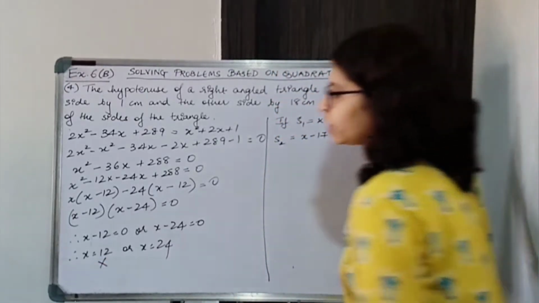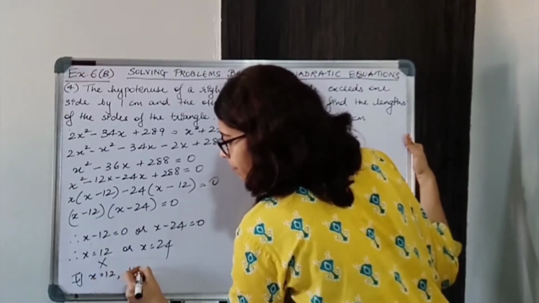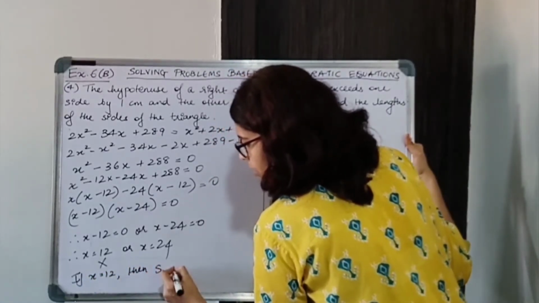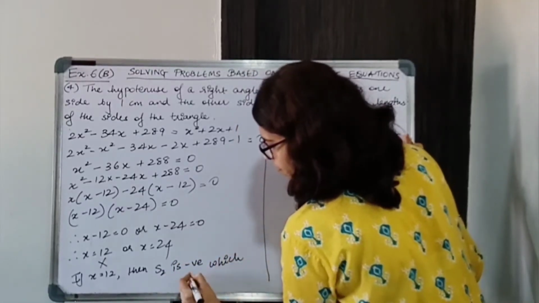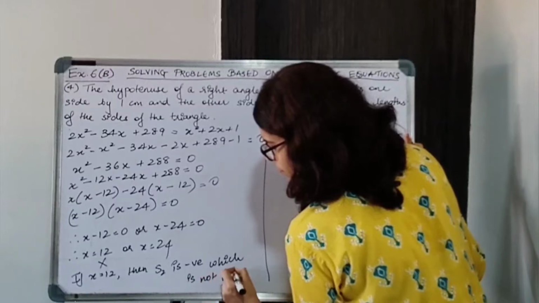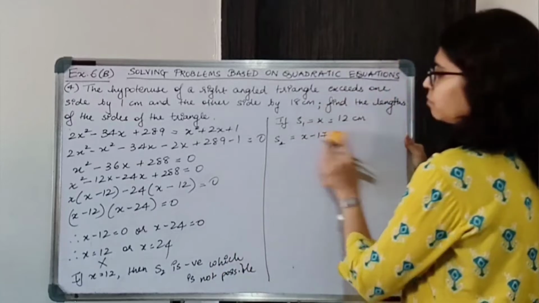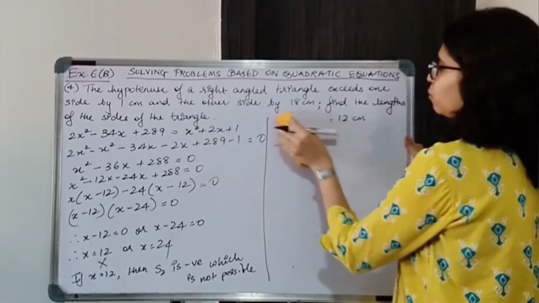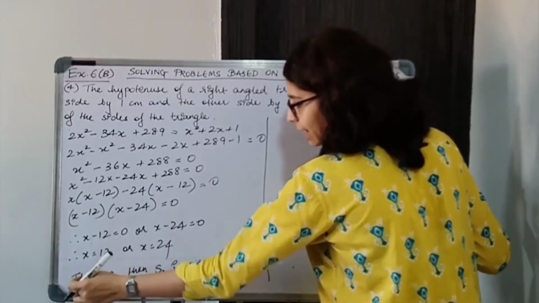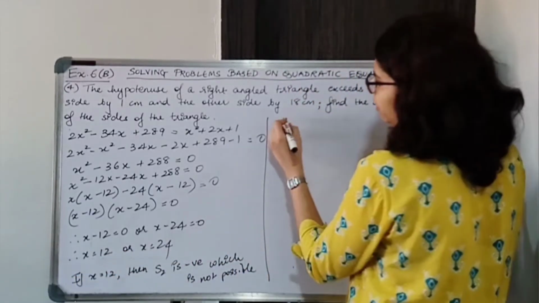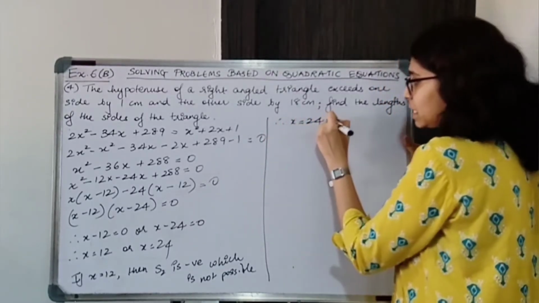So just write down, if x is equal to 12, then S2 is negative, which is not possible. Okay, so therefore x is equal to 24. So we'll consider x equal to 24 only. Okay, so don't put a cross, just write down the reason why it is not acceptable. Okay, so therefore x is equal to 24 centimeters.